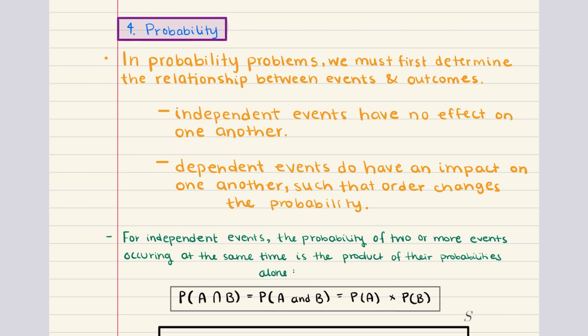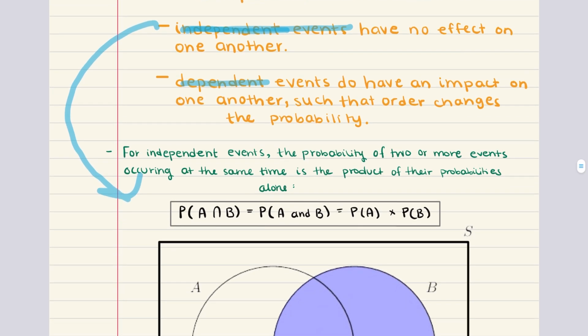Now events can be classified as independent or dependent, and this distinction is really important in determining how probabilities are calculated. Independent events are those where the outcome of one event does not affect the probability of the other. For example, flipping a coin and rolling a die are independent because the result of the coin flip has no influence on the outcome of the die roll. For independent events, the probability of both events occurring simultaneously is the product of their individual probabilities.